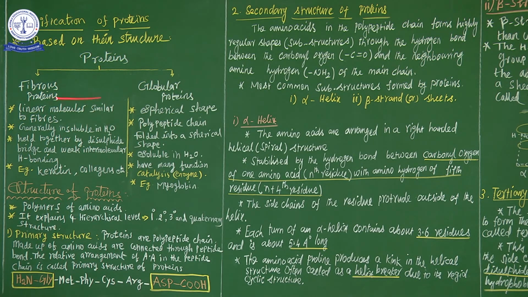Here in fibrous protein the linear molecules are present. Between the protein molecules, those molecules are linked by the disulfide bridge. The protein molecules are linked by polypeptide chains. So there is one layer of protein molecules above and one layer below, and in between those two layers the disulfide bridge is formed. So it is a fibrous protein.